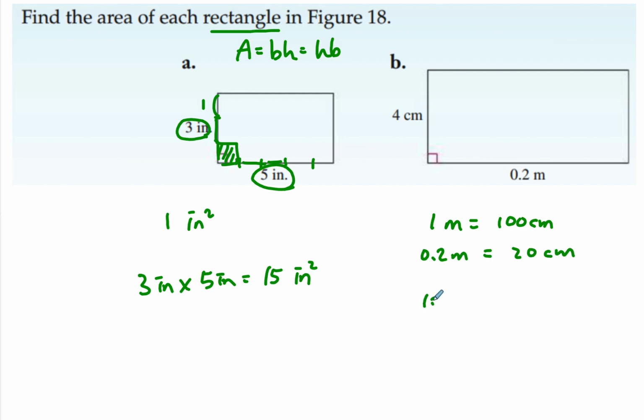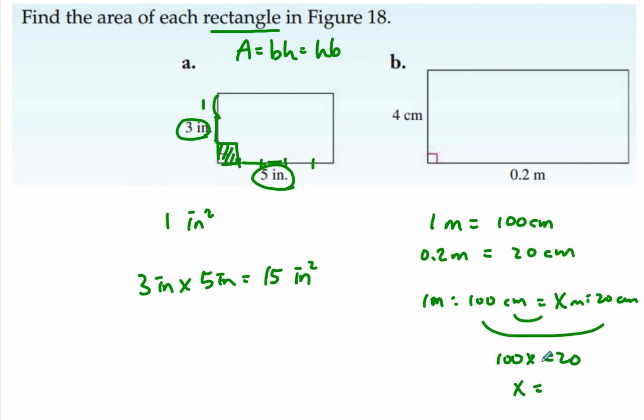Again, you can set up a proportional equation. 1 meter to 100 centimeter. Sometimes I skip this part, okay? How many meters to 20 centimeter? And you can do inner and outer. 100 times x is equal to 20. And to find x, you can divide both by 100 and find that it is 0.2. So 0.2 meter is equal to 20 centimeter. Oh, I should have put 0.2 meter here and found x. Anyways, we can find this as 20 centimeter.